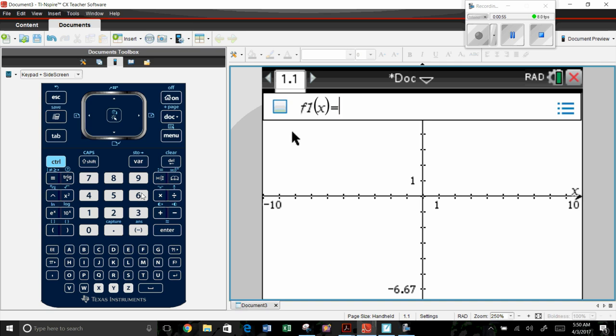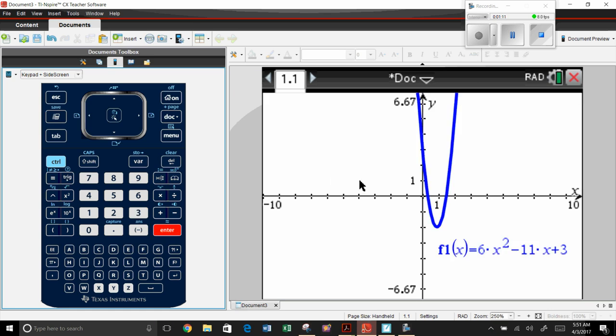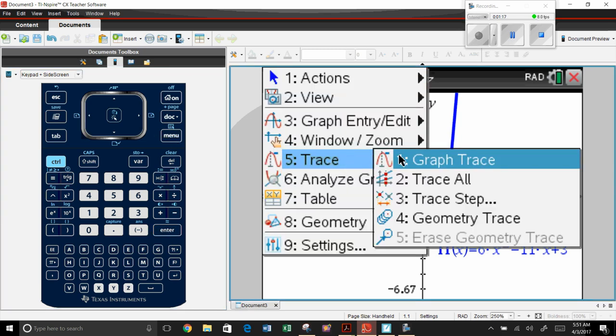The problem was 6x squared minus 11x plus 3. Okay, let's double check that. 6x squared minus 11x plus 3. Click enter. There's our graph right there. Now I want to get my zeros, so I'm going to do a trace. So menu, trace, graph trace.